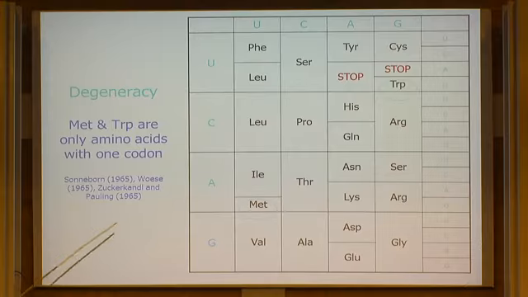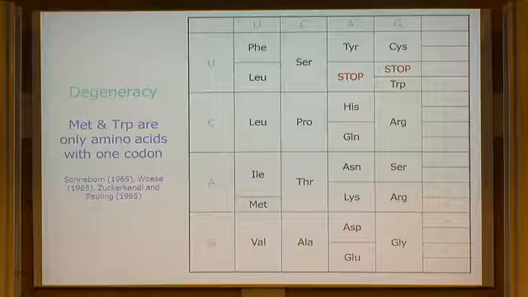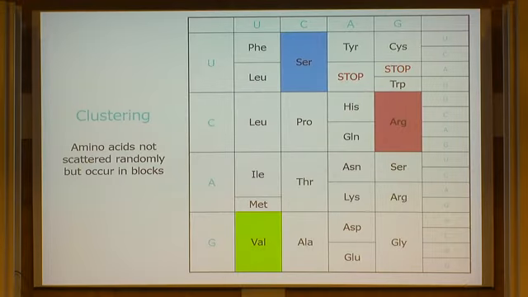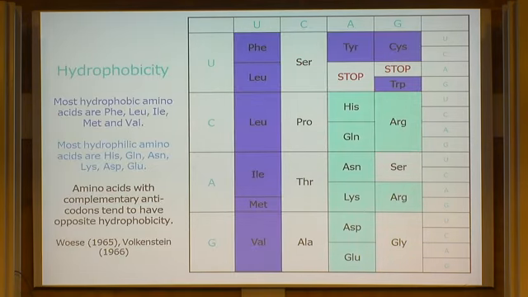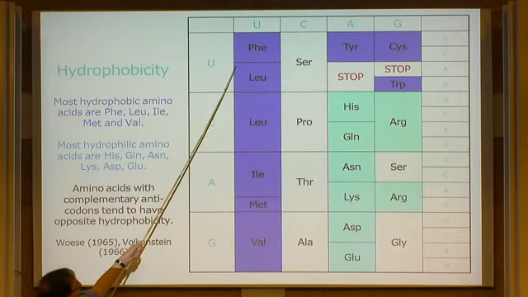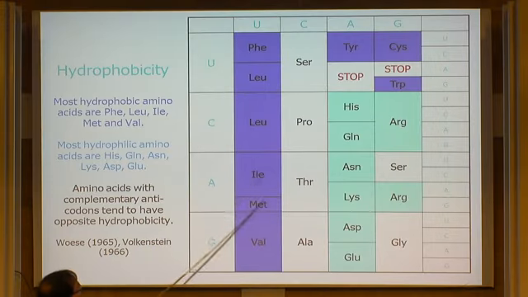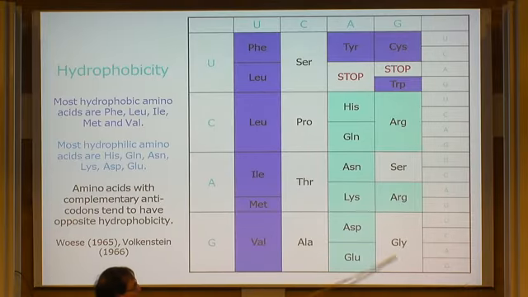Okay, the next thing I want to tell you about the code is that it's degenerate. So methionine and tryptophan, shown here and here, are the only amino acids with one codon. Everything else is degenerate. And they cluster, so they're not scattered randomly, but they occur in blocks. So this way of representing the genetic code is biologically significant. And if you look at the chemical properties, what you find is most hydrophobic amino acids are over on this side of the code, and most of the hydrophilic ones are over on this side of the code. So there's a gradation of chemical properties of the amino acids throughout the code table.